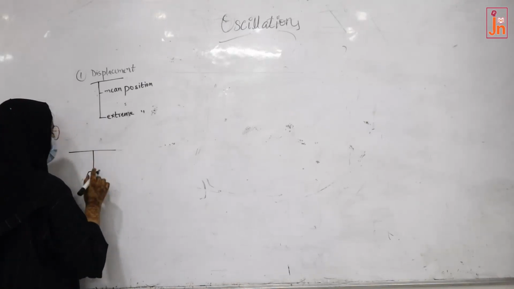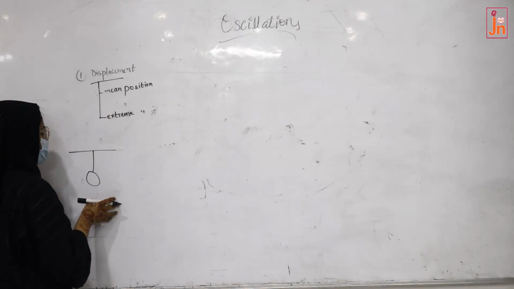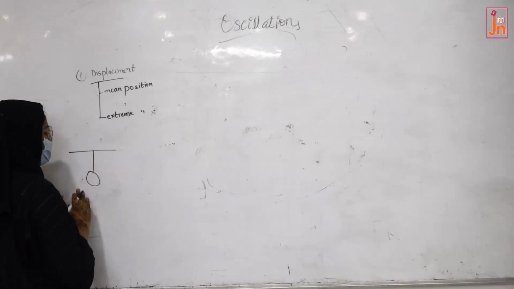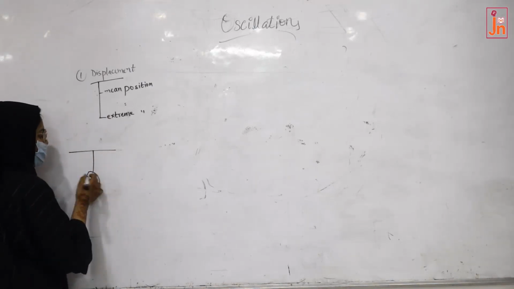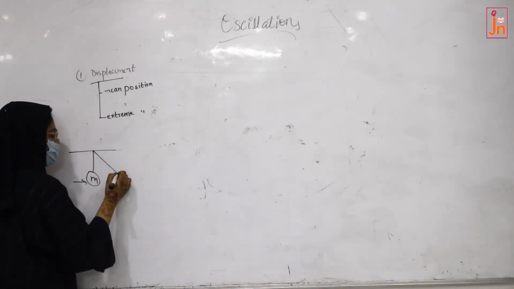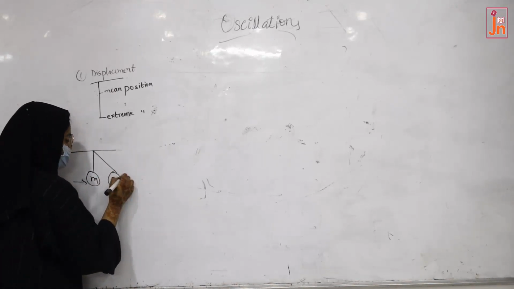When a bob, for example we are taking a bob, is present at the location without any movement, this is called the mean position. When the bob is moved by applying a force, it moves from its place. So this is called the extreme position.